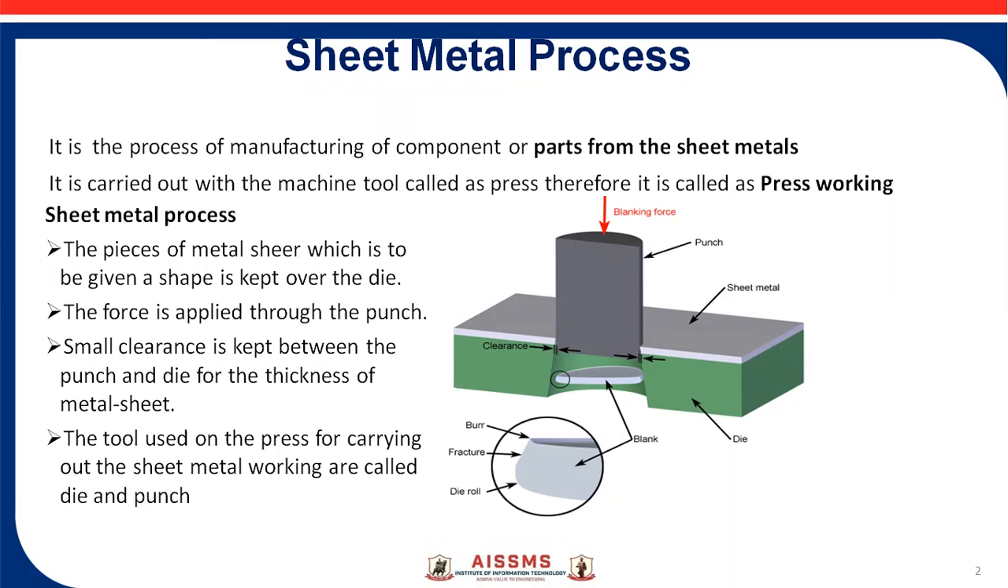In this sheet metal process, the piece of metal to be given the required shape is sheared, kept over the die, and a compressive force is applied over the die to give the required shape. The force is applied through the punch, and there is a small clearance between the die and punch. The tool used is nothing but the punch and die assembly.